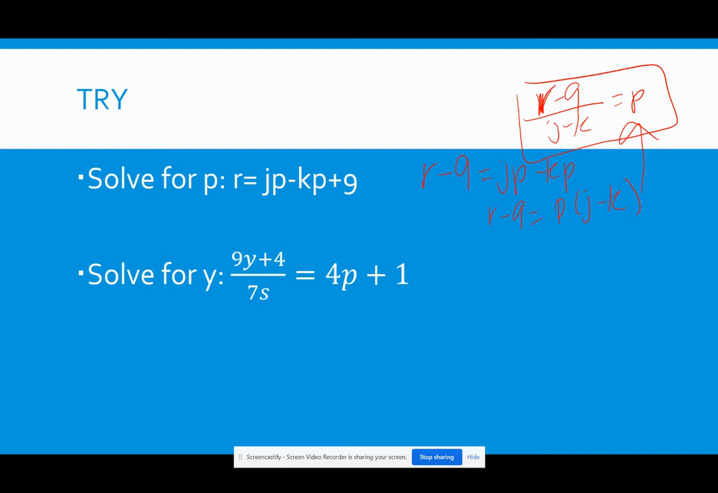Now we want to solve for Y. Like I said before, you cannot do anything with the numerator until the denominator is multiplied over. So we'll have 9Y plus 4 equals 7S, 4P plus 1. We're solving for Y, so we have to subtract the 4 over.